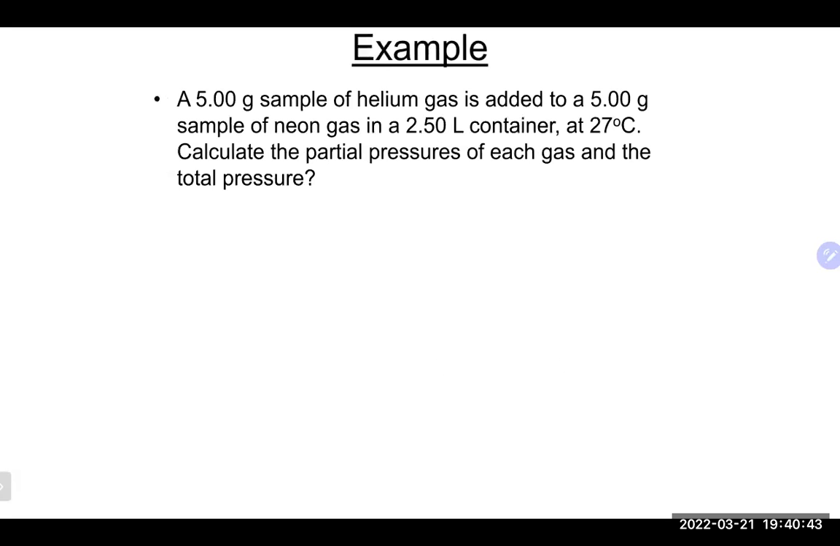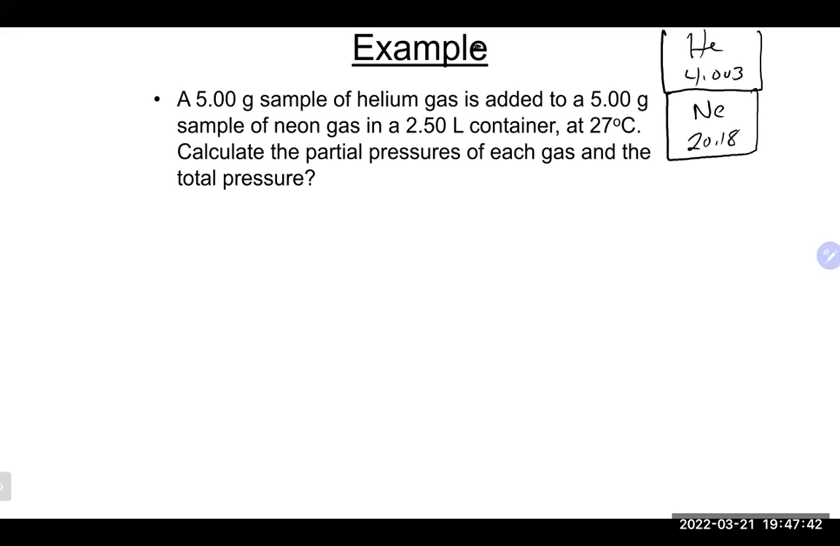So why don't we try one here? Let's say we had 5 grams of helium and 5 grams of neon. They're in a 2.5 liter container at 27 degrees Celsius. Calculate the partial pressures of each gas and the total pressure. Helium on the periodic table is 4.003, and neon on the periodic table is 20.18, I'm going to go with. All right, so you should end up with 3 answers here, 2 partial pressures and a total pressure.